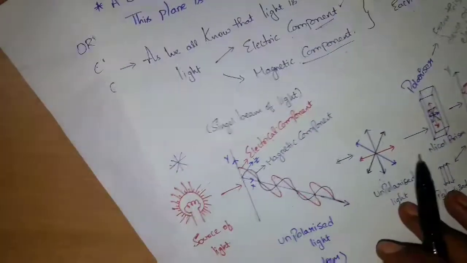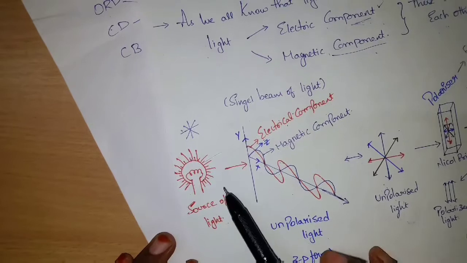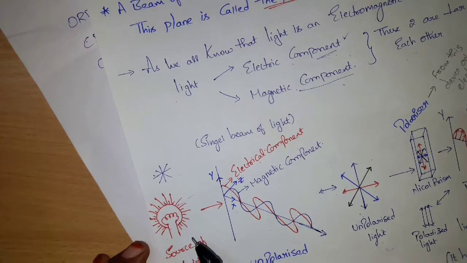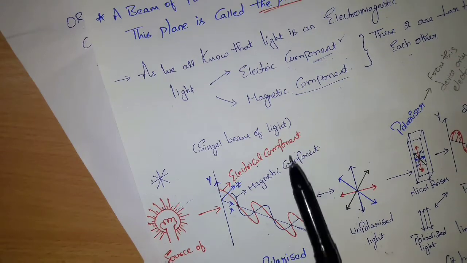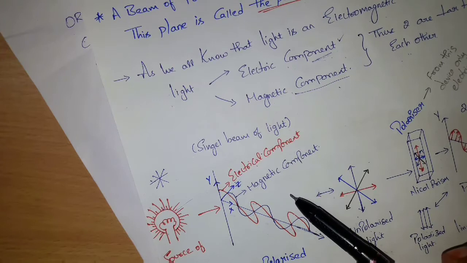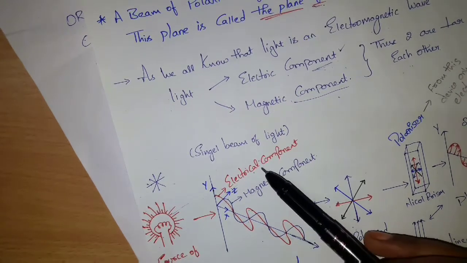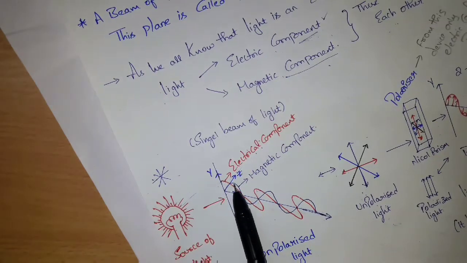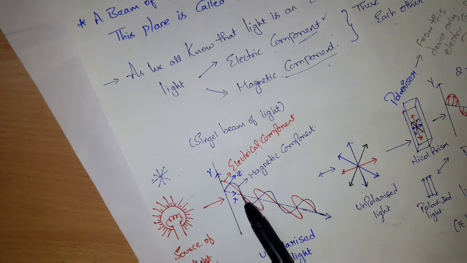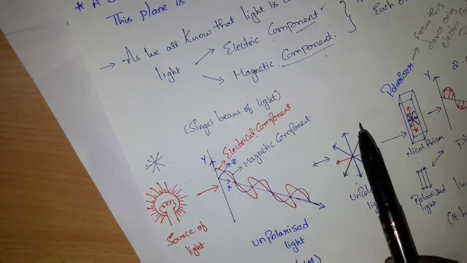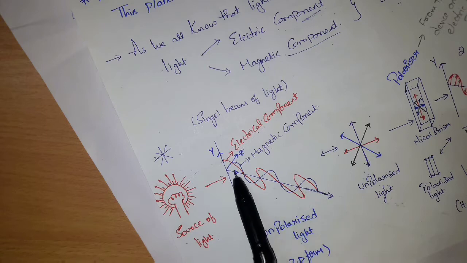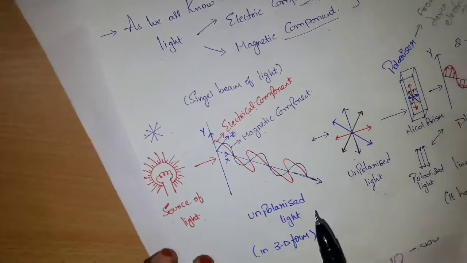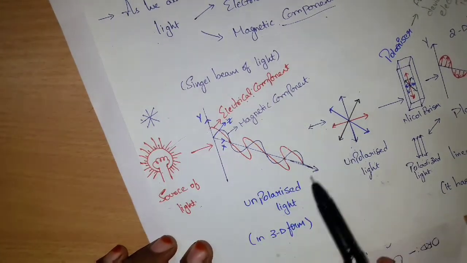Let us consider a source of light which is vibrating in different directions. In this source of light, let us consider a single beam of light which has both an electrical component and a magnetic component. As we said, the electric component and magnetic component are perpendicular to each other. So the red line indicates the electrical component and the blue line indicates the magnetic component. Here it has three axes: the x-axis, y-axis and z-axis. This is in the form of 3D, a three-dimensional way. So it is an unpolarized light.